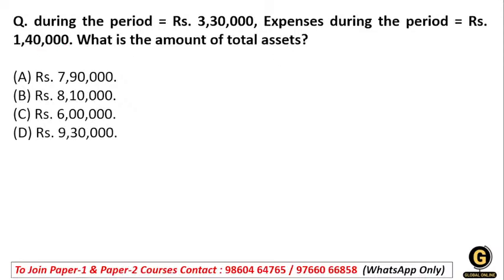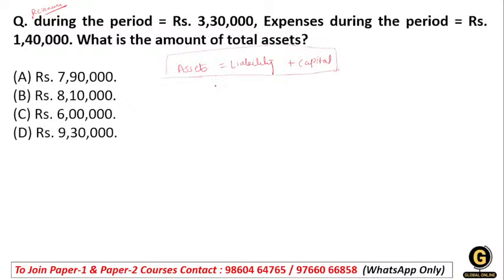So here, our capital is, okay, there is something missing, that is revenue during the period. So revenue is 3,30,000 and expenses are 1,40,000, and you have to calculate the total amount of assets. How do you calculate? First of all, the accounting equation. What does the accounting equation say? Assets equals liability plus capital. That is the accounting equation.